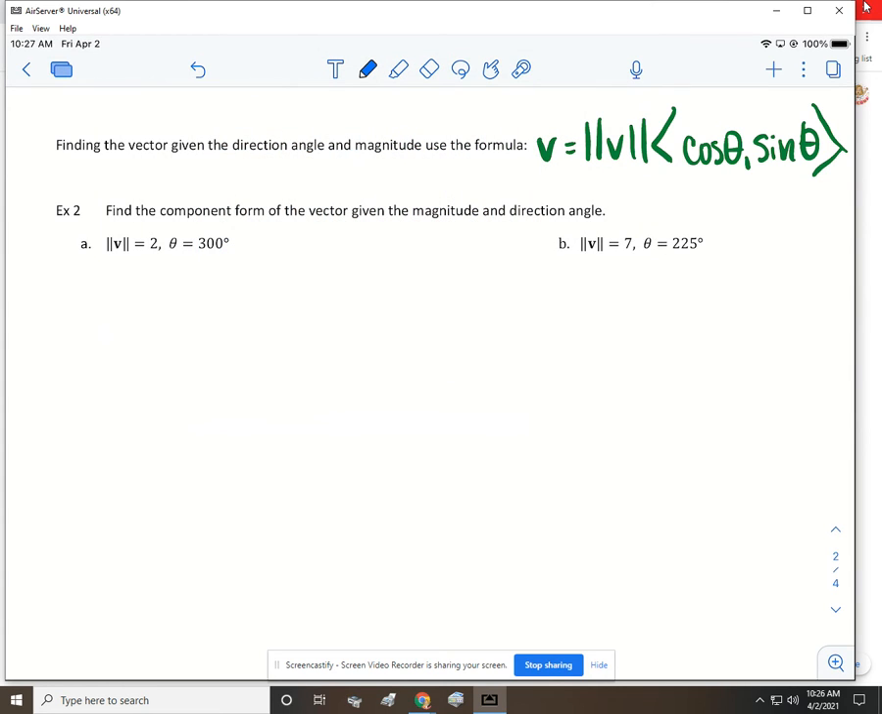All right, so I'm just going to go ahead and set it up for number 2a. V should be equal to the magnitude of it, which is 2, and then times the component with the horizontal component, the cosine of 300 degrees, and then the sine of 300 degrees.